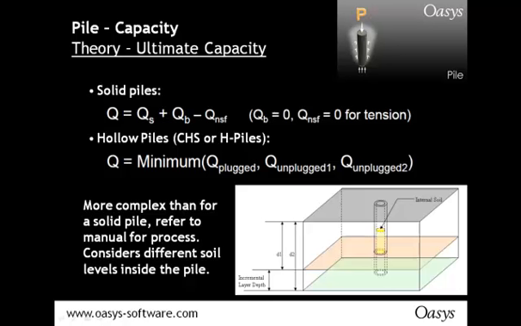In terms of the ultimate capacity, and when I say ultimate capacity, I mean the capacity before factoring. For solid piles, it's fairly simple. It's really the shaft and base capacity minus the negative skin friction. But for hollow piles, there are actually a number of options. So the capacity is calculated, for example, for a plugged case and an unplugged case, and so on and so forth. And the program takes a minimum of these.